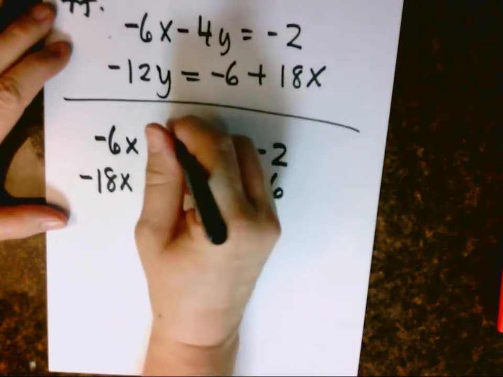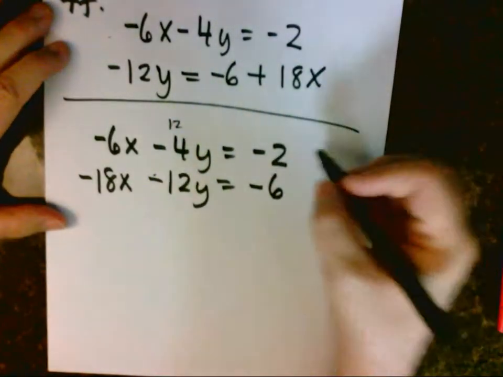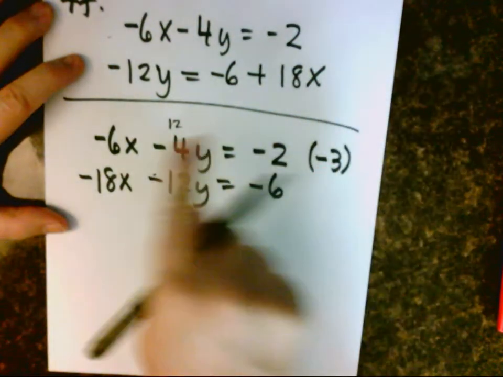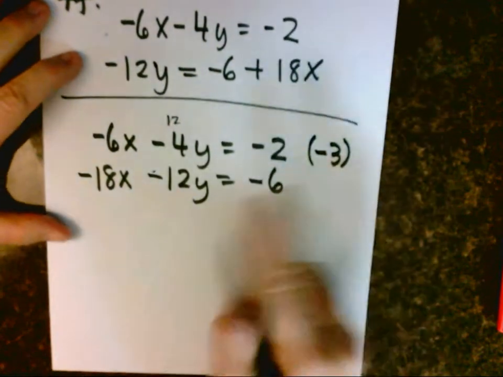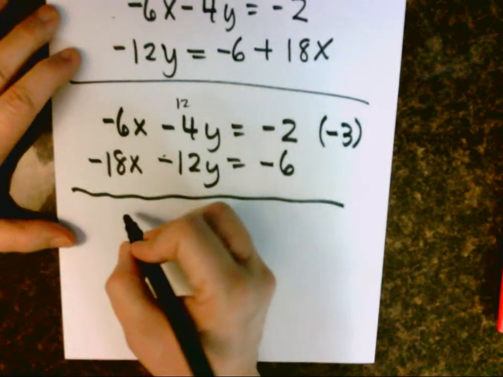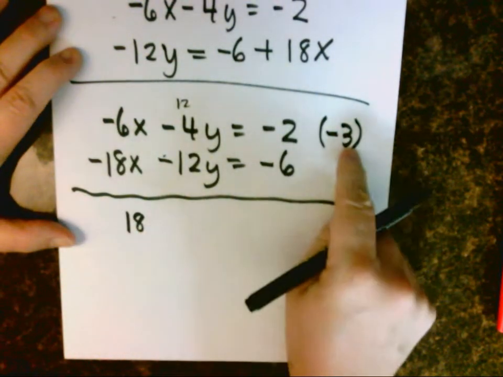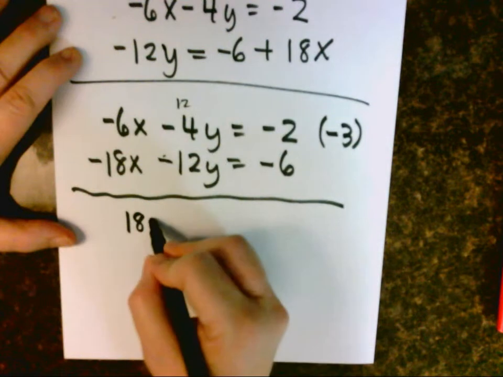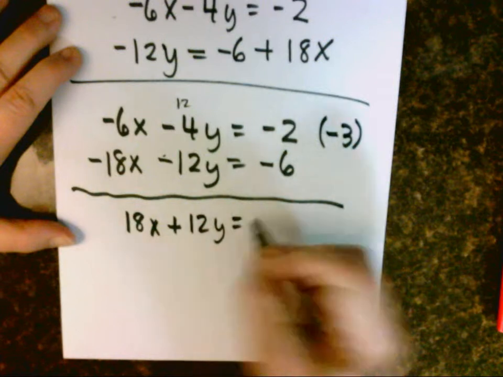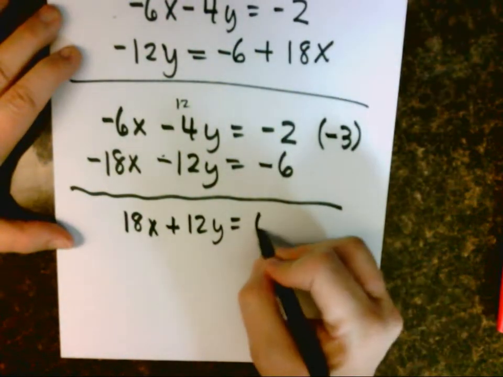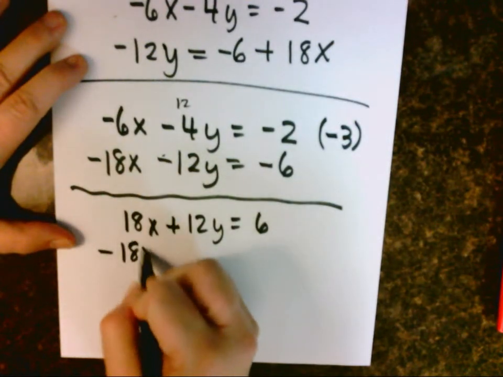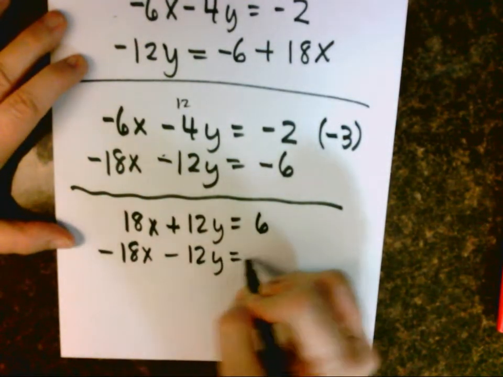So to get this to be a positive 12, I'm going to have to multiply the first equation by a negative 3, because a negative times a negative will give me a positive. So I'm taking the first equation and multiplying it by a negative 3. Negative 3 times 6 is negative 18, negative 3 times negative 6 is positive 18. Negative 3 times negative 4 is positive 12. Negative 3 times negative 2 is positive 6. Ugh. Okay, we did it. Now let's copy the second one. Don't even think, just copy.